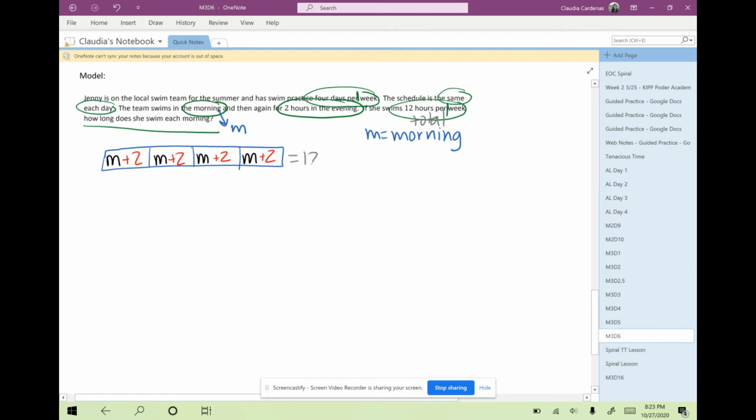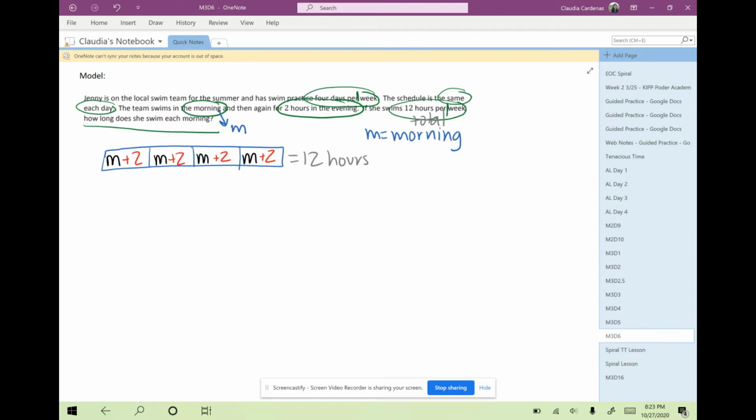Therefore, this entire thing equals 12 hours. So now that we have each sentence represented in our tape diagram, what is the question the problem is asking us to find? Well, it wants us to find out how long Jenny swims each morning. Okay, so now that we have our visual, how can we write this as an equation so we can begin solving?